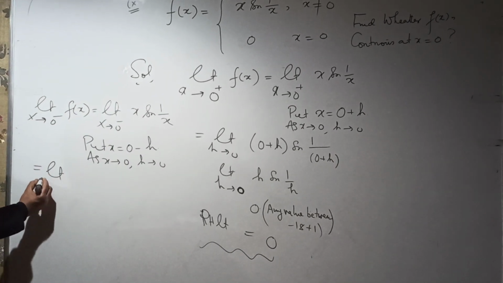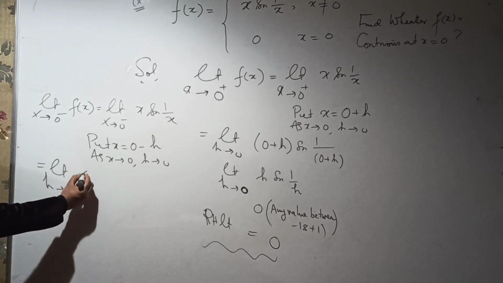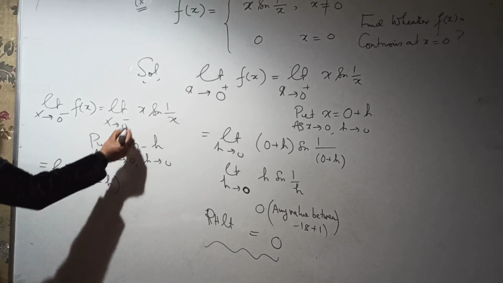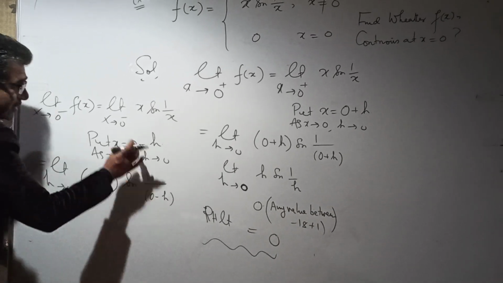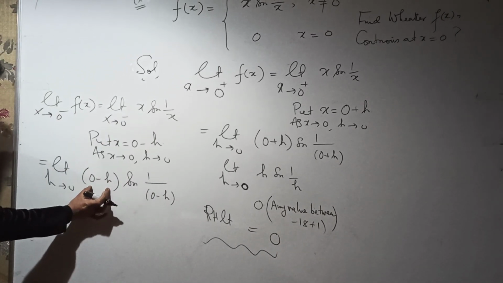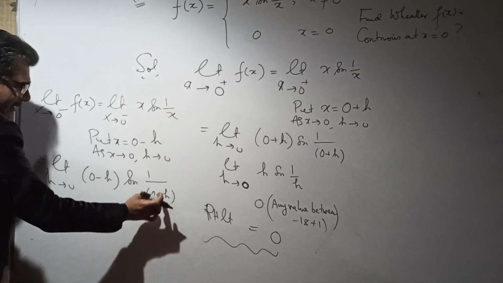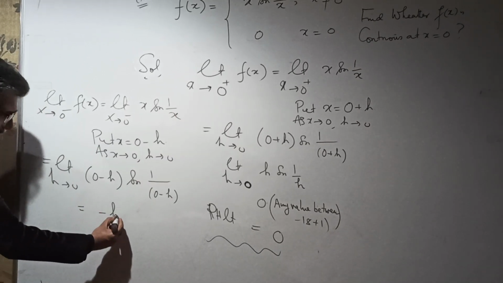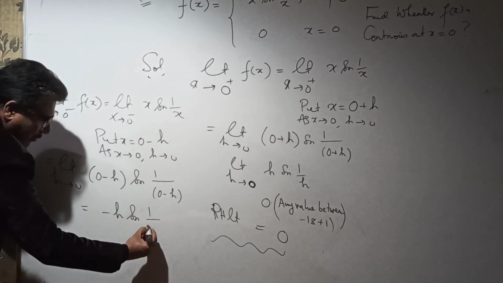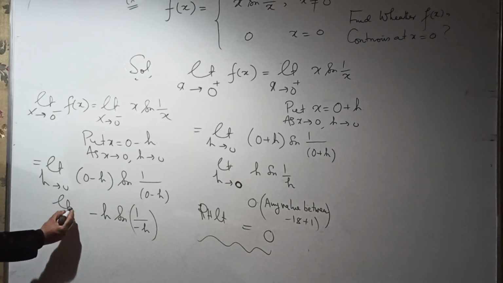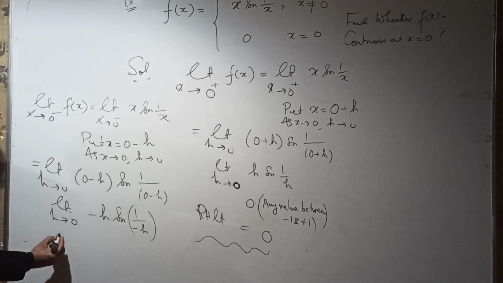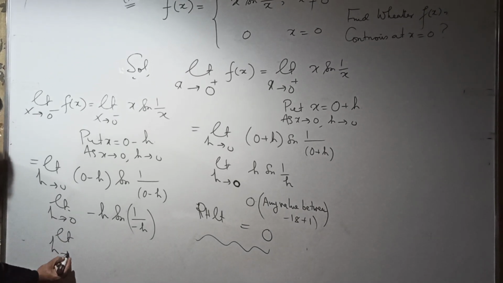This is limit h tends to 0, 0 minus h, sine of 1 upon 0 minus h. Because instead of this x I have put 0 minus h, so it is minus h, sine of 1 upon minus h. Right? That is limit h tends to 0.